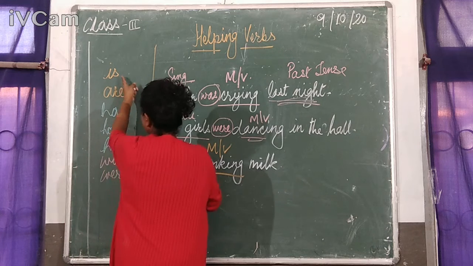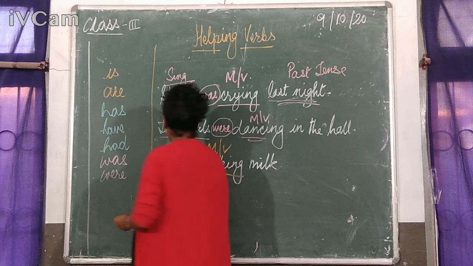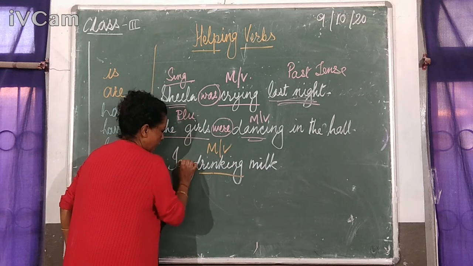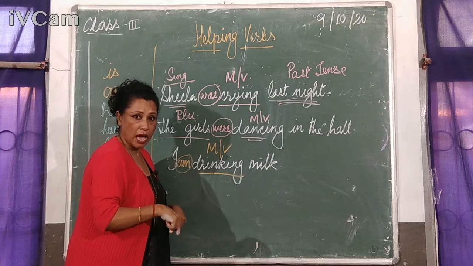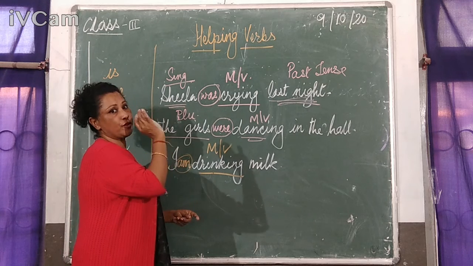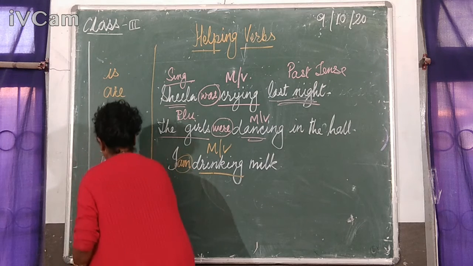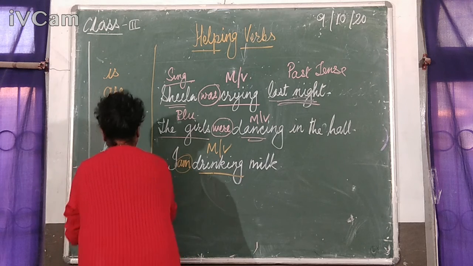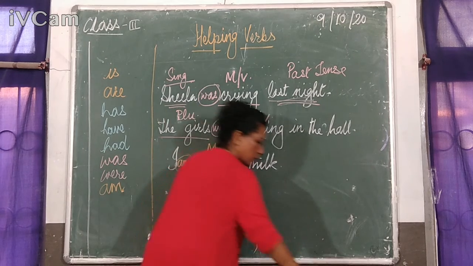You cannot write is, are, has, have, or were. So what will I use here? I am. I am drinking milk. I am drinking it now, at present. All right. So am is another helping verb. Am is another helping verb. All right.